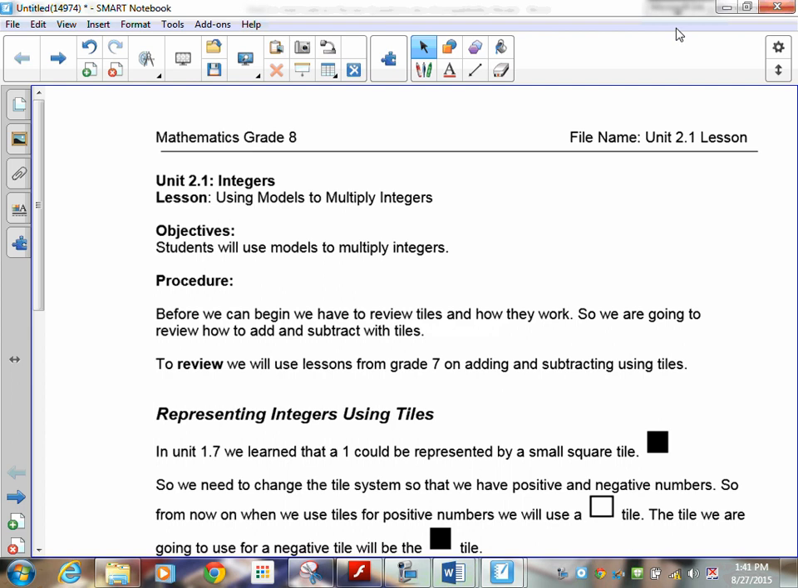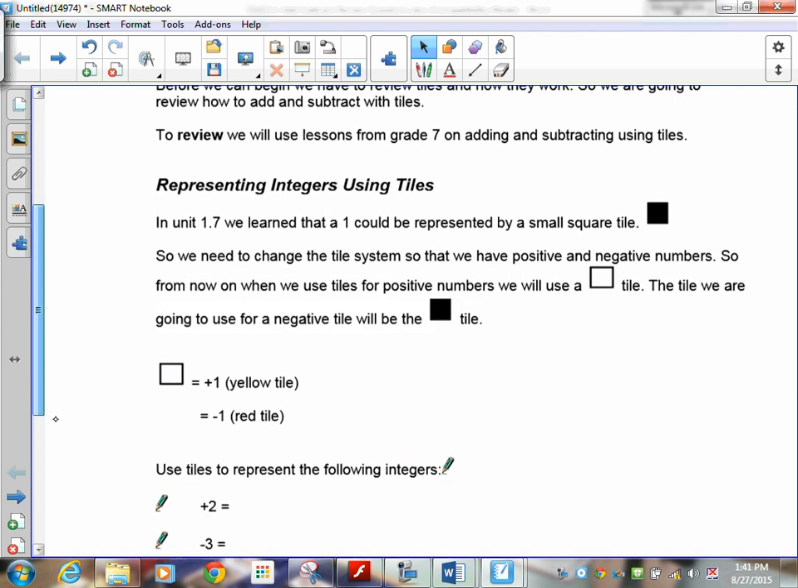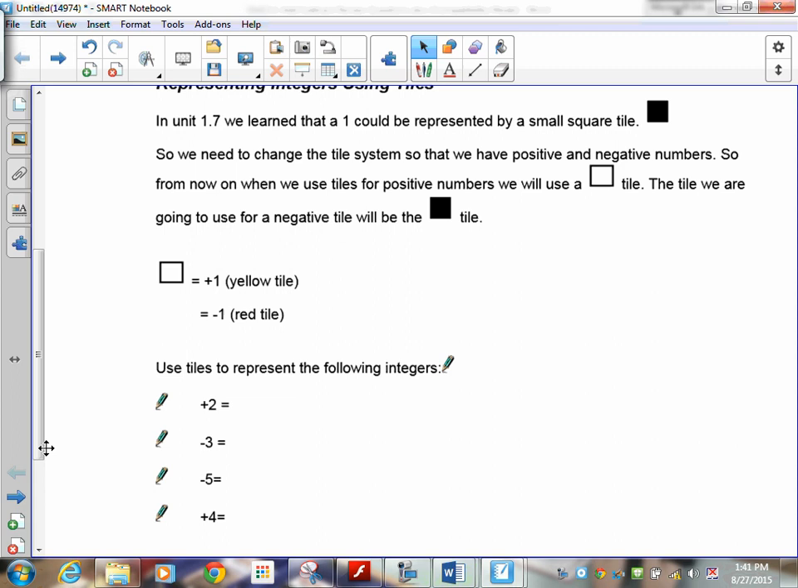So in Unit 1.7, last year, we learned that a 1 could be represented by a small tile, which is a block. Okay? Now, we need to change the tile system so we can put positive and negatives now. Before, we just did 1s, and we did all your algebra, which is positive numbers and stuff like that. So, we're going to change it around. So now, the positive 1 will be clear, and the negative 1 will be filled in. Okay? So, to show this one here, positive 1 is this one, it's yellow.